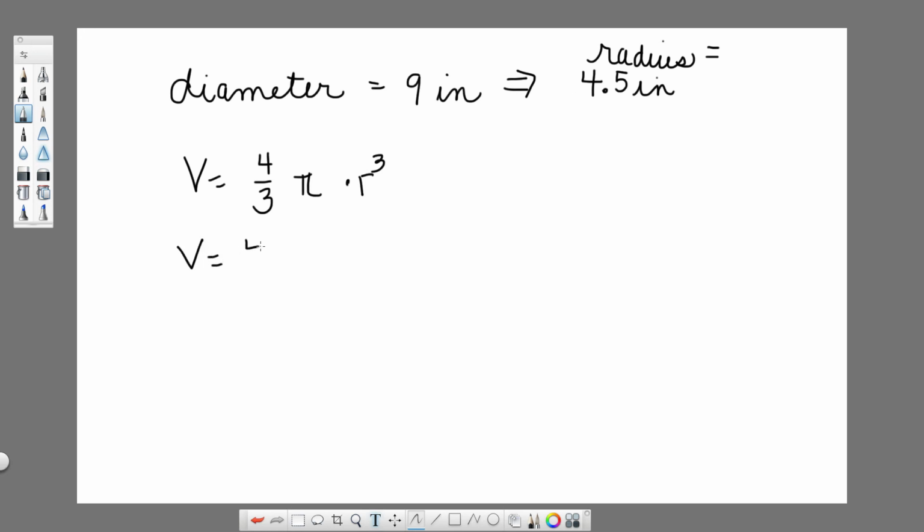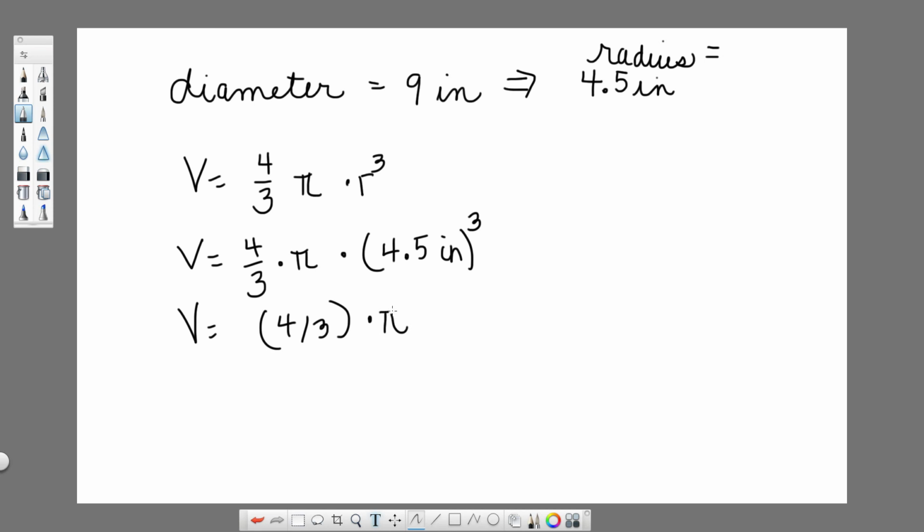So the volume is going to be 4/3 times pi times 4.5 inches, and that answer cubed. So I'm going to take my calculator and type in parentheses 4 divided by 3 times pi, or 3.14, times 4.5 raised to the third power. And my answer is going to be in the units of inches cubed. When I push this into my calculator, I get the volume is 381.70 cubic inches. Did you get it right?